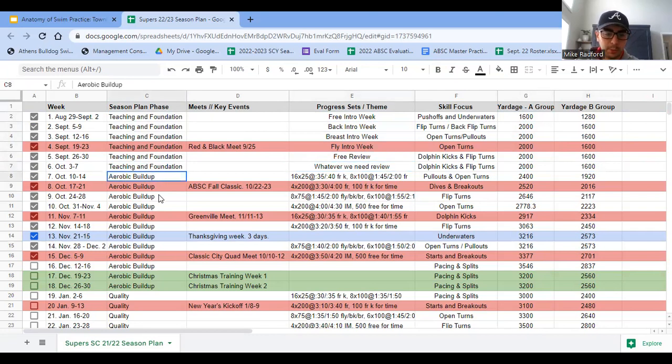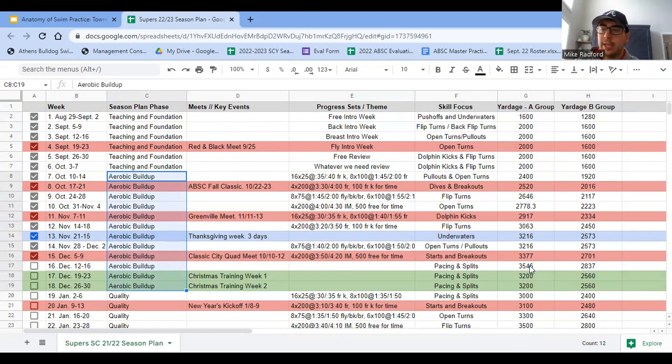The next 12 weeks, what we're in currently, is the aerobic buildup phase right here. And you can see where I've put check marks. Those are the weeks that I've completed at the time of this recording. So I'm on week 16, which would be the 10th week of the aerobic buildup phase. So we're nearing the end.